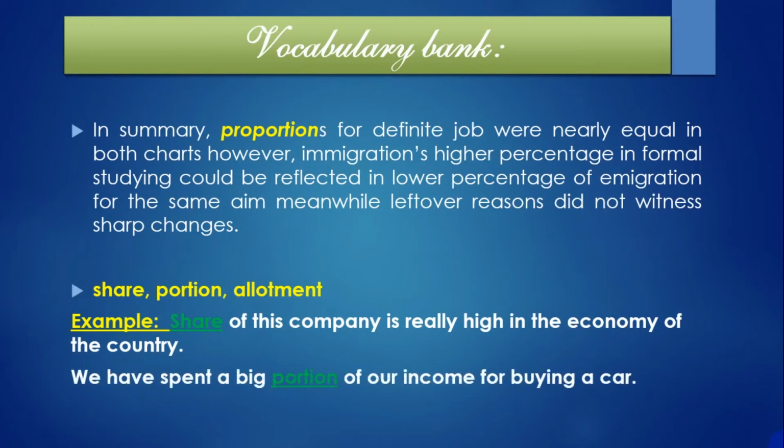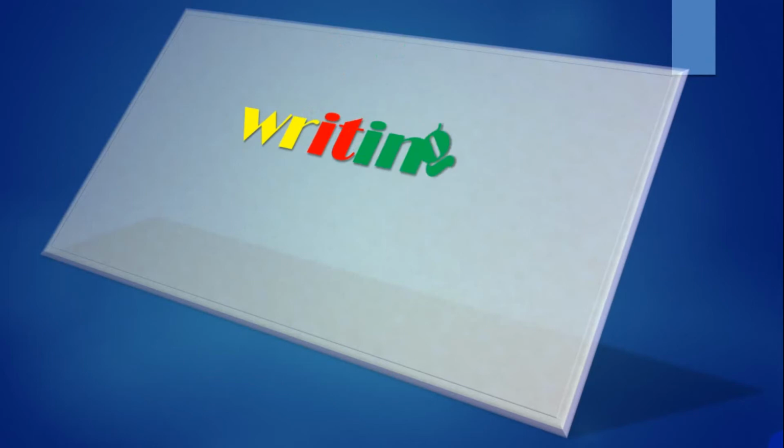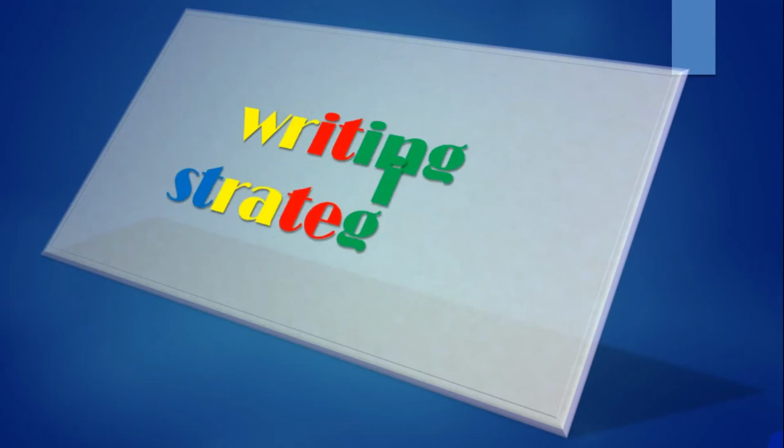Next one is portion. We have spent a big portion of our income for buying a car. And again, I can say that we have spent a big proportion of our income for buying a car. So dear learners, we have finished the vocabulary bank and it's time for writing strategies.